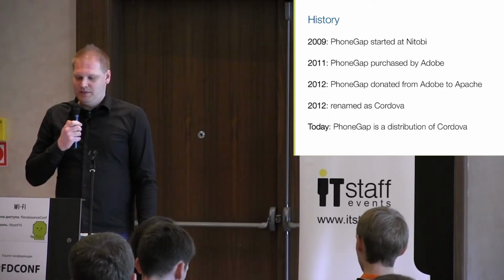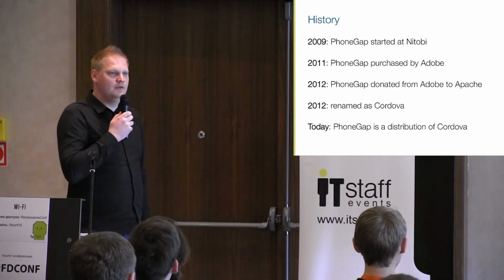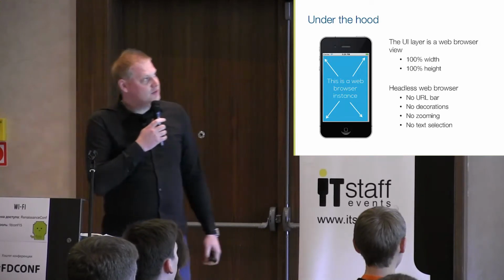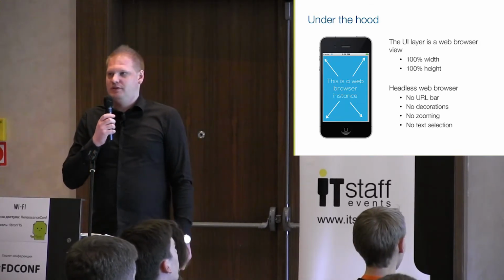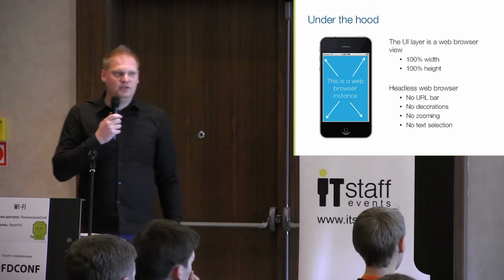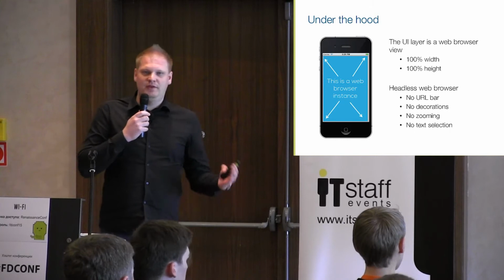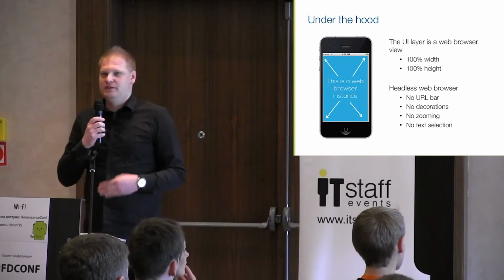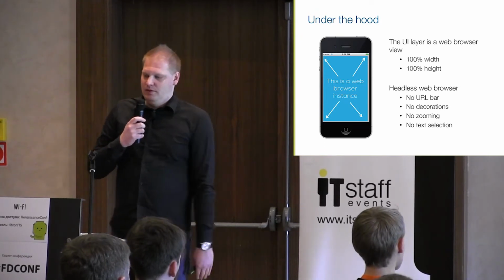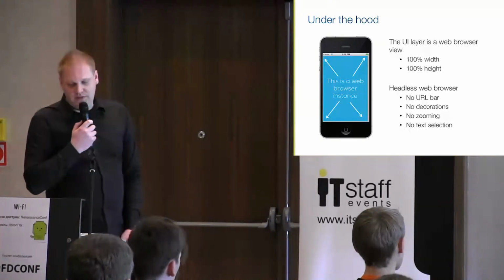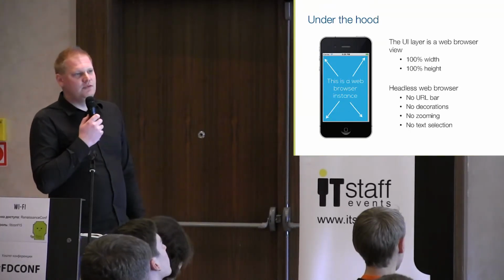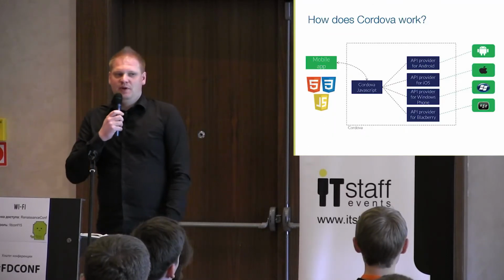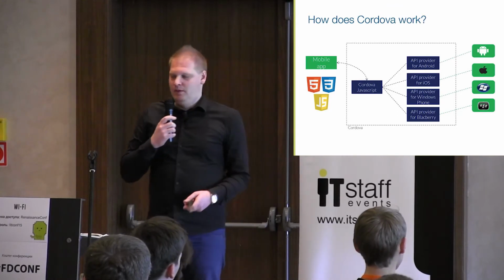And what is basically under the hood of PhoneGap? It's very easy and simple to understand from my illustration. Basically, it's a native app, which consists of a full-screen web view. We just simply opened a new project, dropped in a web view, and made some plugins which allow you, through JavaScript, to access all native functions. And the best part is that there are no URL bars, no decorations, no zooming, and no text selection, which was always a pain when making web apps, just to hide all this stuff.